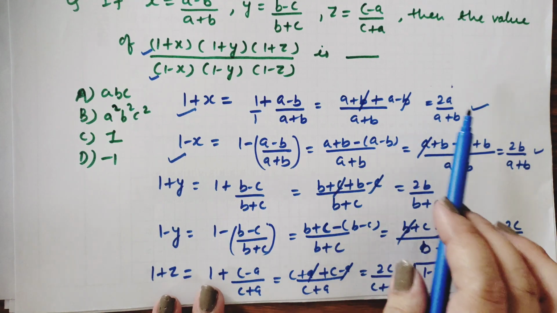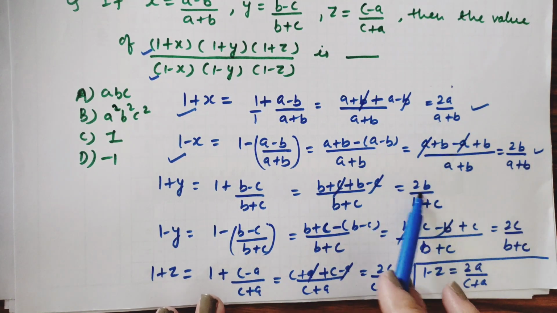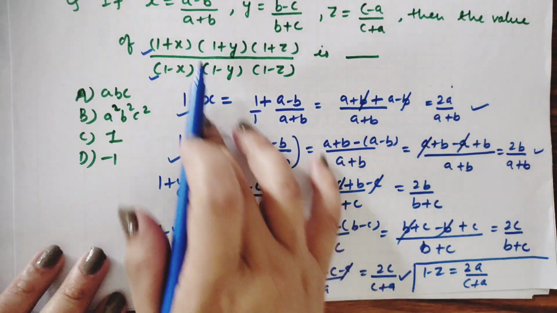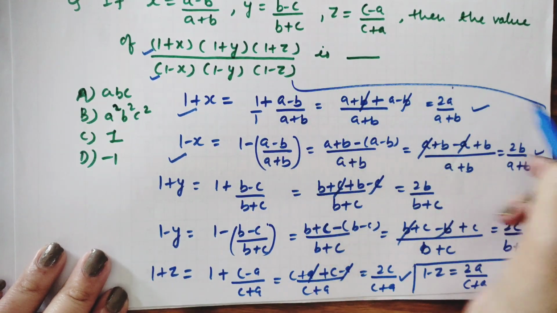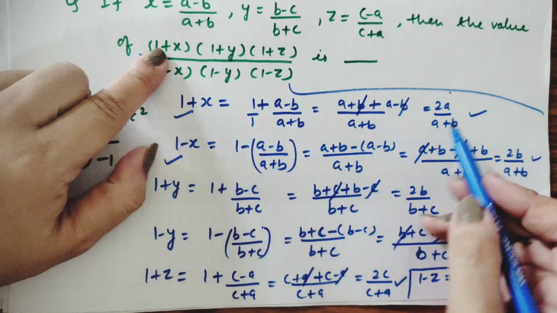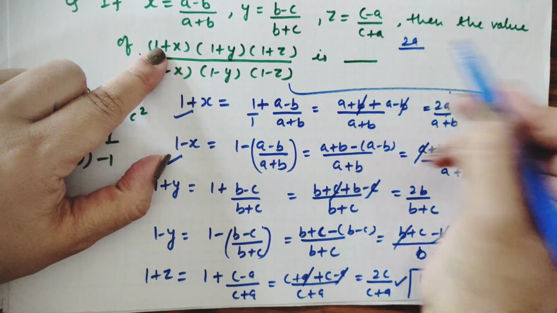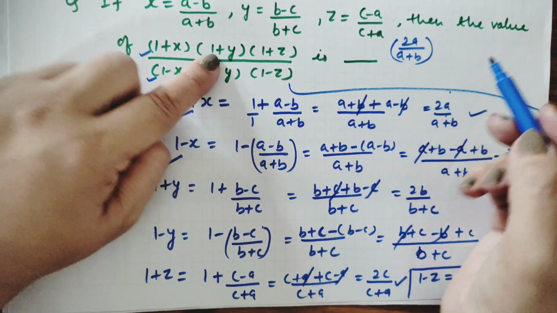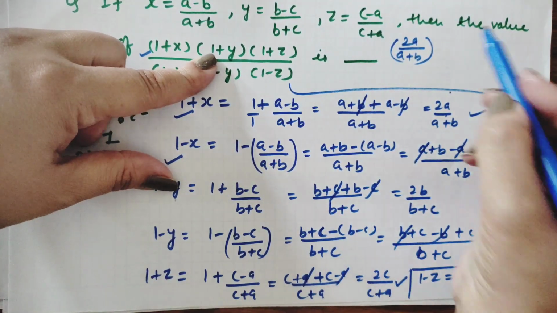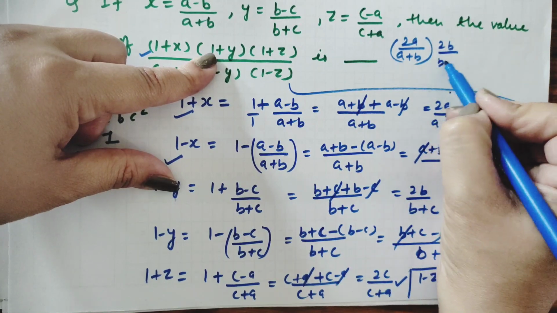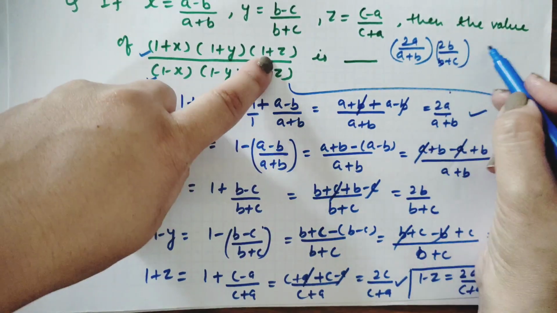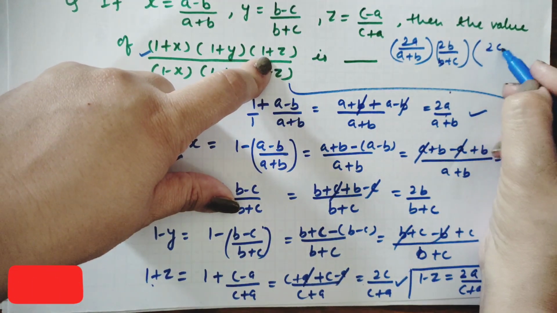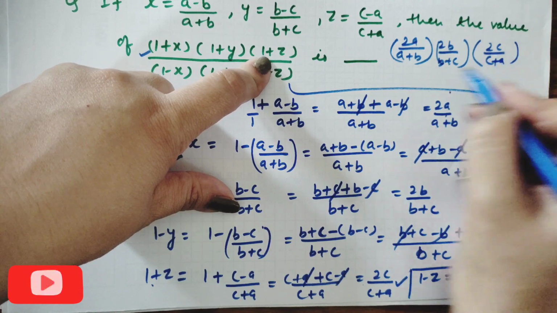So we have six values. Put the values here. In the numerator, 1 plus x. Where is 1 plus x? It is this one, 2a upon (a plus b). Then make a bracket for 1 plus y. Where is 1 plus y? This one, 2b upon (b plus c). Then 1 plus z. Where is 1 plus z? 1 plus z is this one, 2c upon (c plus a).